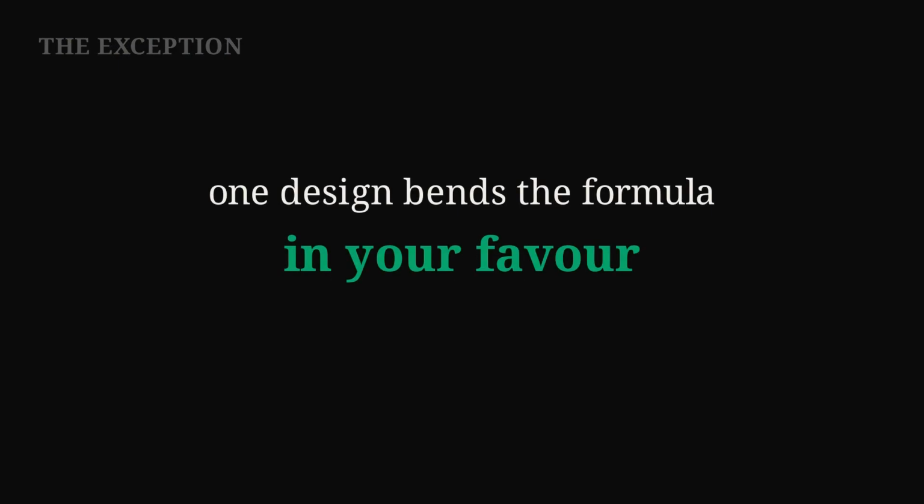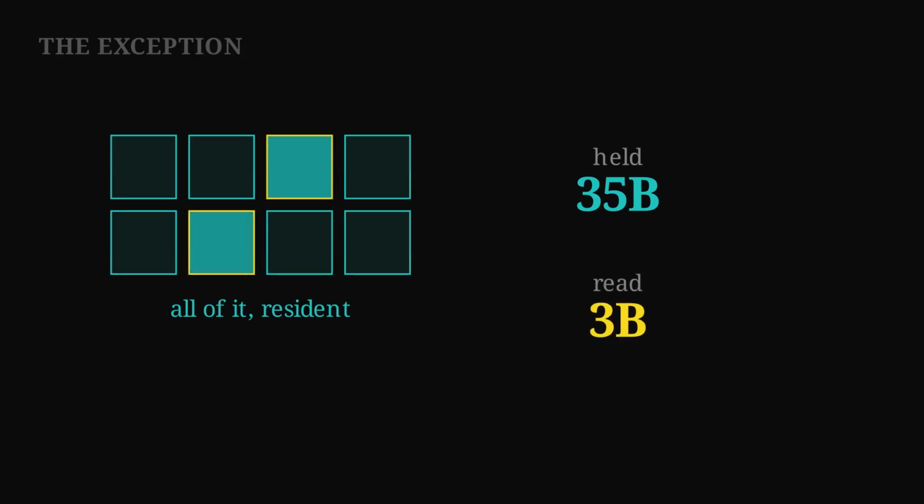One model design bends the formula in your favor, and it is why the strongest local models look the way they do. A mixture of experts model splits its weights into many small groups and activates only a few per token. All the weights still have to be resident, so the capacity number does not move. But only the active slice gets read on each pass, so the speed number behaves as though the model were much smaller. 35 billion parameters with 3 billion active costs you 35 billion worth of room, at close to 3 billion worth of speed. That is the one case where the division underestimates you.